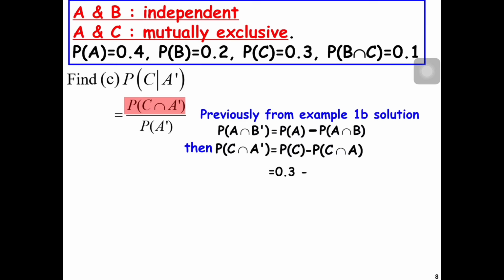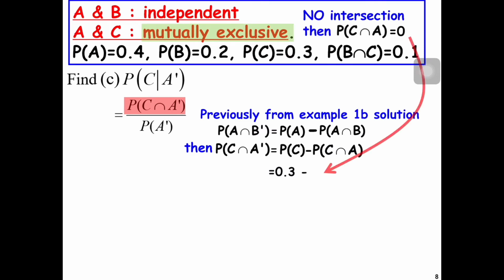So probability C is 0.3 minus probability C and A, which are mutually exclusive events. It means that there is no intersection, therefore probability C and A equals 0. So here you will get 0.3 as your probability C intersect A complement.